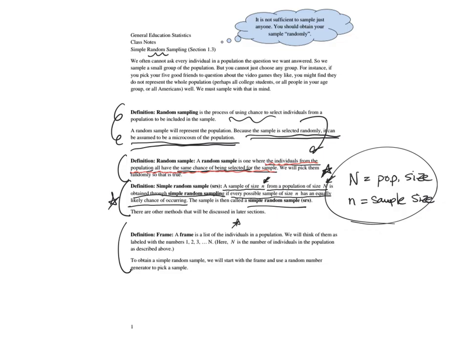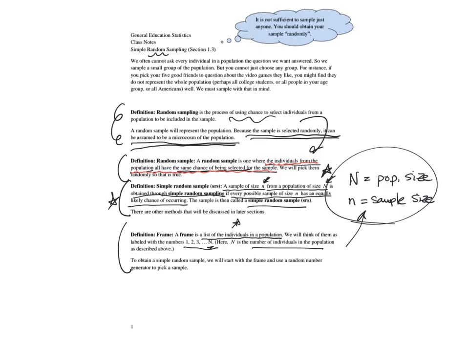Okay, so like it says, a frame is simply the list of the individuals in a population. We're going to see this on the very next page. Real quickly, we're going to label them with numbers 1, 2, 3, and so on through capital N. Notice how capital N, because that's the number of individuals in the population, described up here.